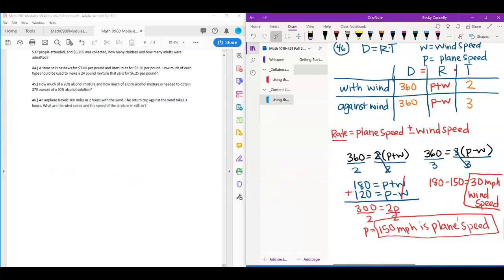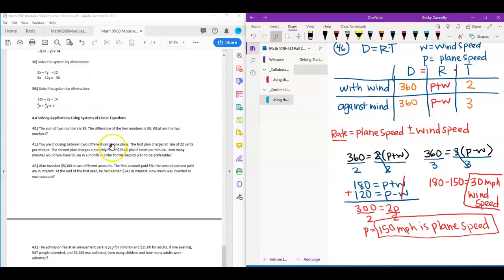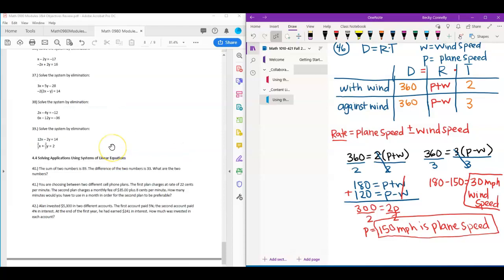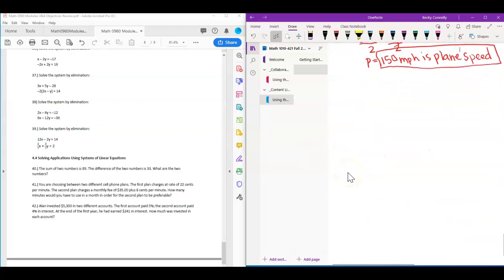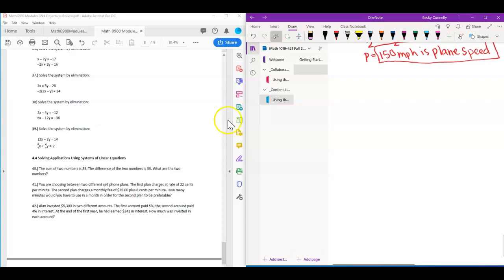Okay, let's see. Number 39 on the same review. Oh, this is a good one to look at. Oh, I'm glad you asked this one. Something like this has been known to show up on the test, so this would be a good one to look at. Sometimes the fractions in this freak people out like crazy. So let's work on this one.